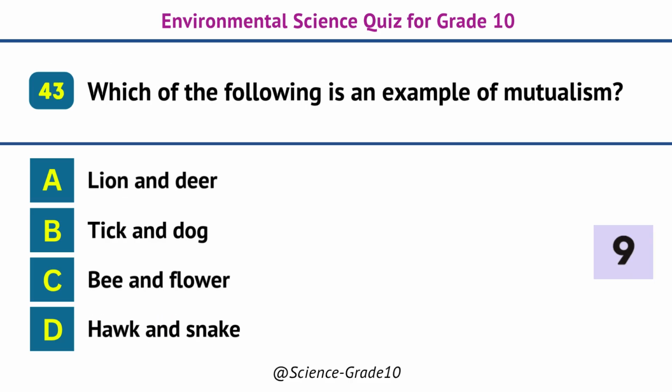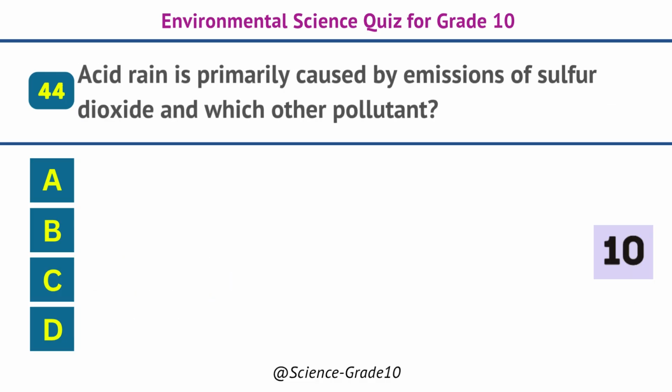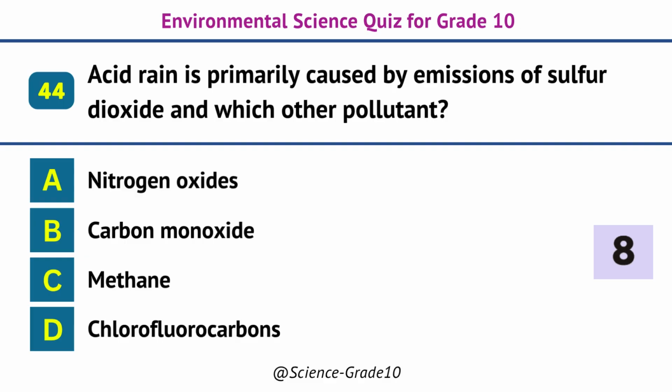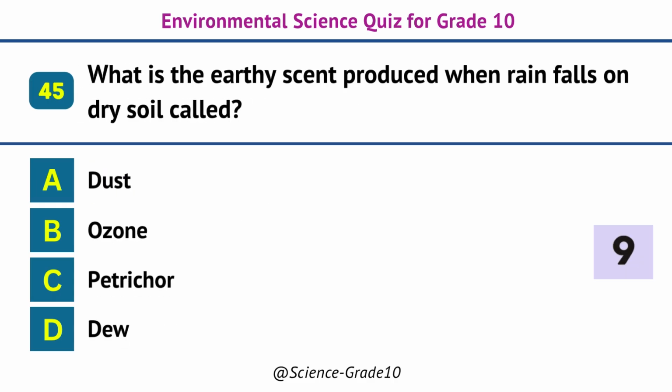Which of the following is an example of mutualism? Bee and flower. Acid rain is primarily caused by emissions of sulfur dioxide and which other pollutant? Nitrogen oxides. What is the earthy scent produced when rain falls on dry soil called? Petrichor.